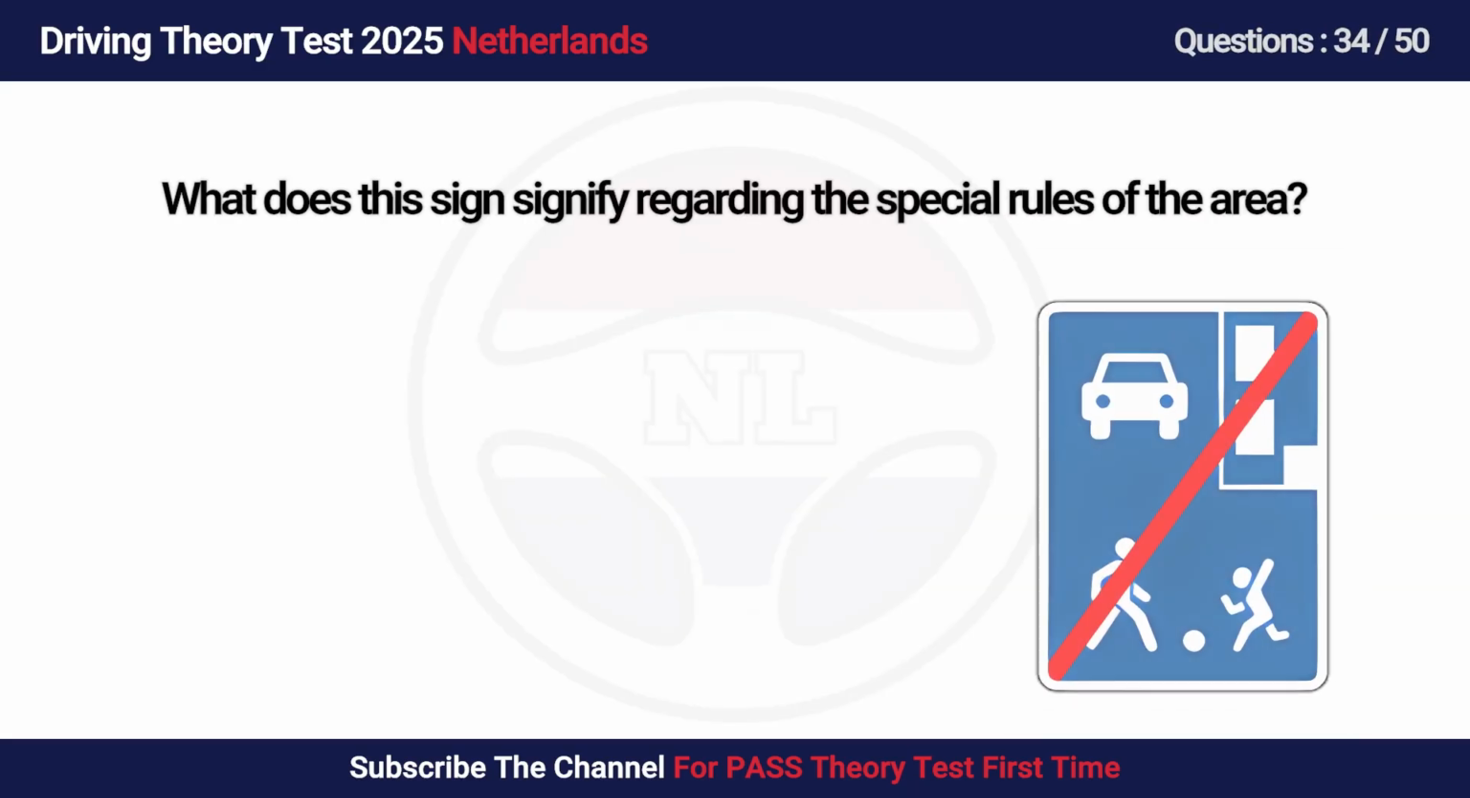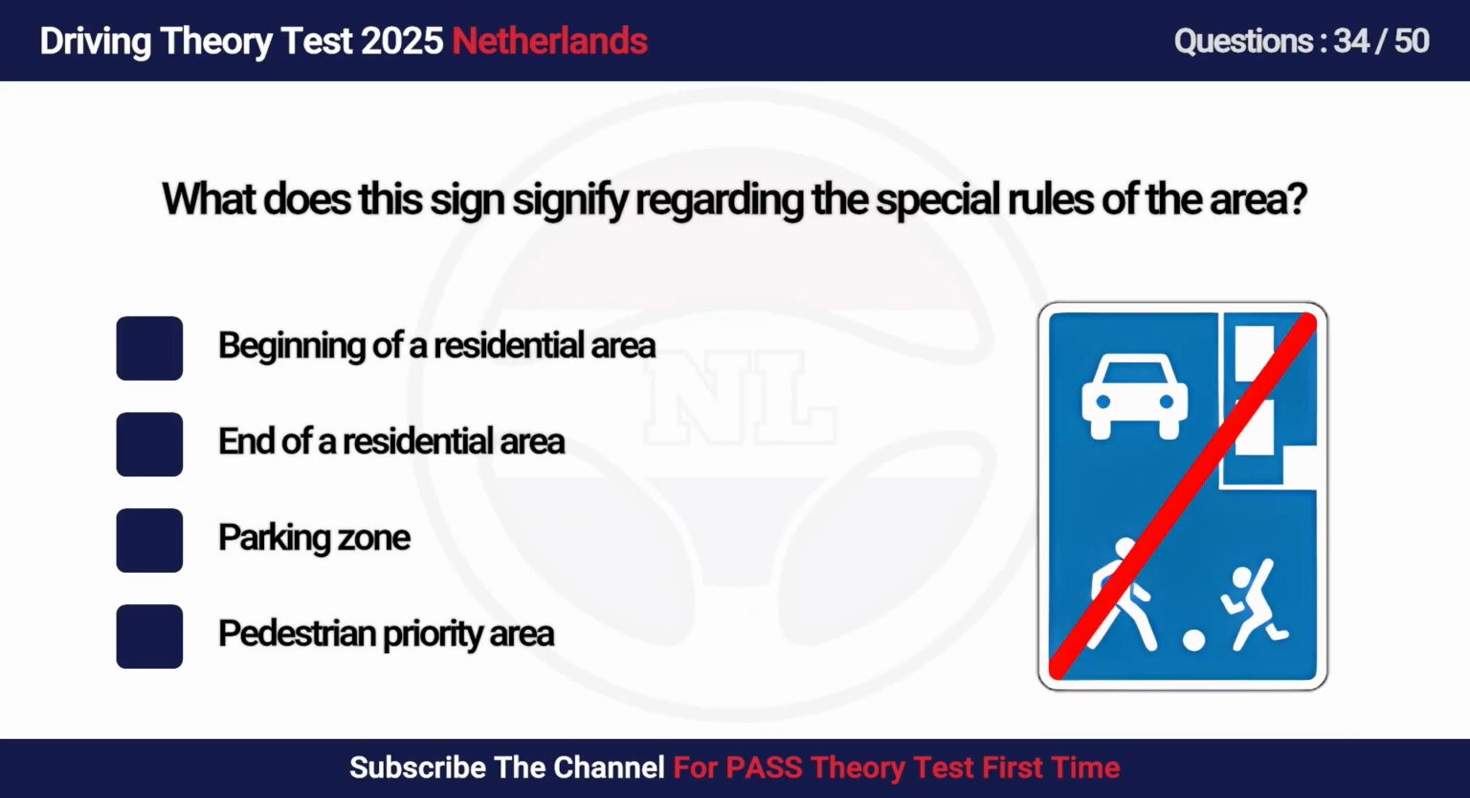Question 34. What does this sign signify regarding the special rules of the area? A. Beginning of a residential area, B. End of a residential area, C. Parking zone, D. Pedestrian priority area.